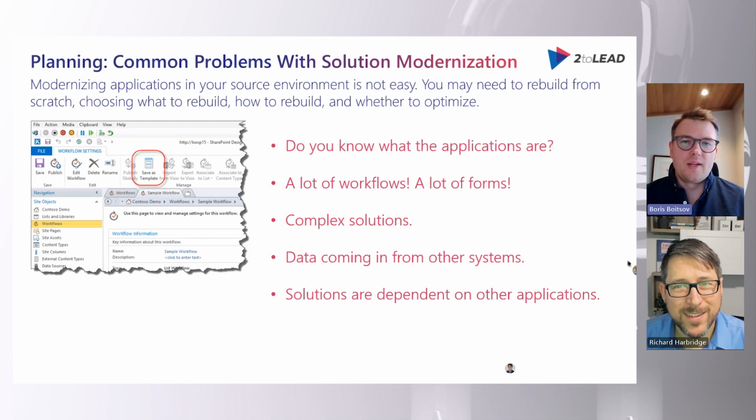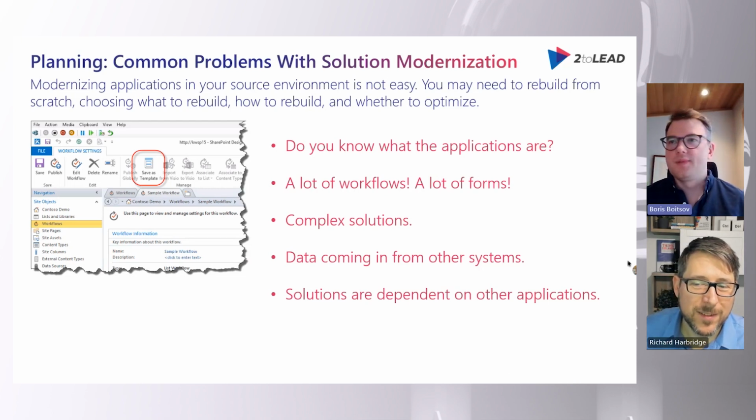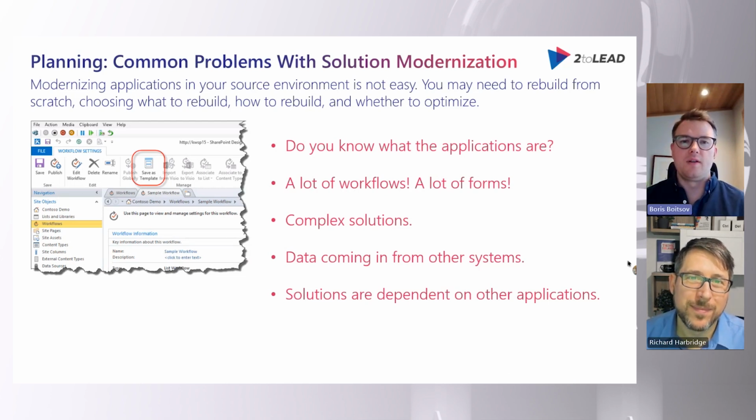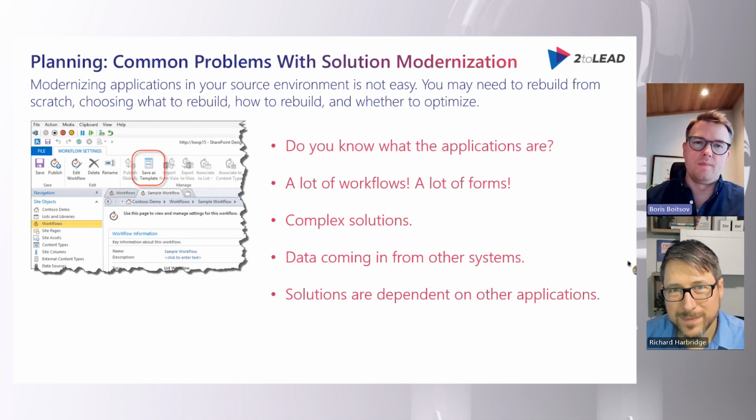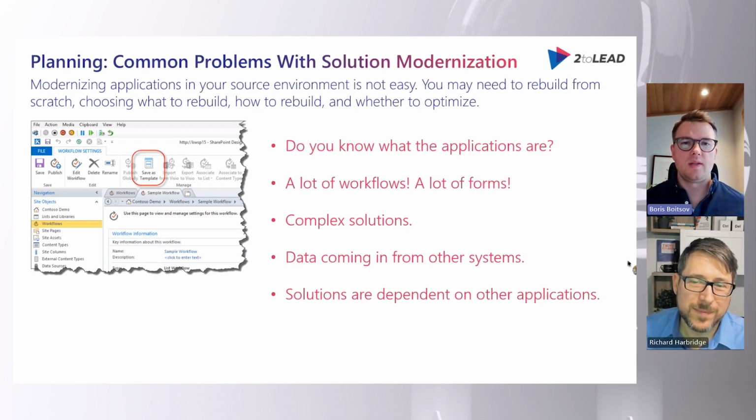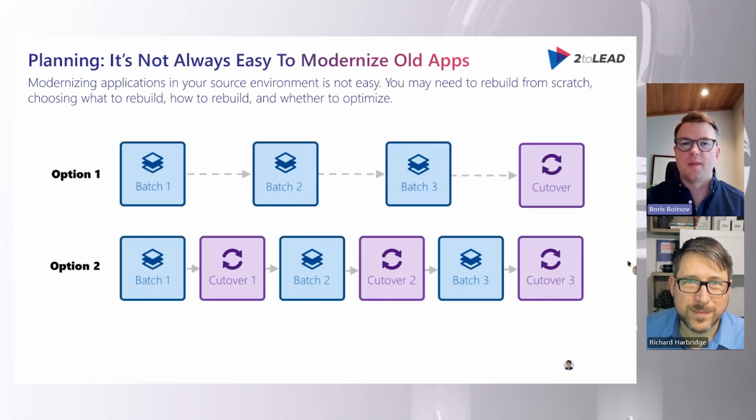Common problems when it comes to modernizing solutions for the cloud. Very simply, do you know what the applications are? How familiar are you with them? Do you use them yourself? Who are the owners of that application, etc.? Often there's also a lot of workflows and a lot of forms. So if you're migrating from a SharePoint on-premises scenario, there might be a ton of InfoPath forms. Something to be cautious of. Solutions could be complex. Data could be coming through from other systems, and there might be dependencies between applications as well. So a couple of callouts: be cautious of those things, but add them to your framework as you're approaching it.